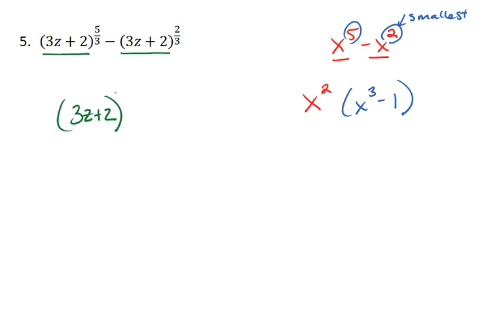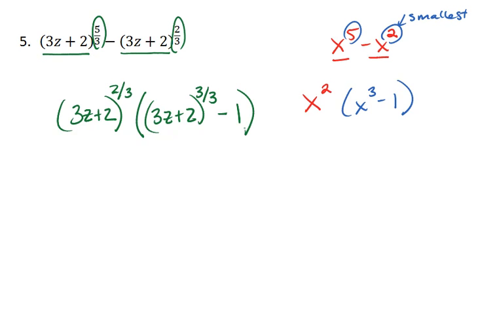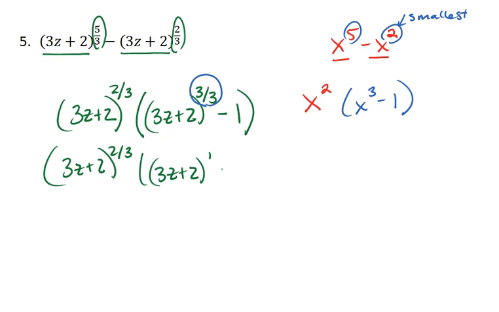So going back to our original problem, we look and we have exponents of 5/3 and 2/3. 2/3 is the smaller, so we're going to factor out a (3z + 2) all to the 2/3. That leaves a (3z + 2)^(3/3) minus 1. (3z + 2)^(3/3) is the same as (3z + 2) to the 1, which is in fact just 3z + 2.